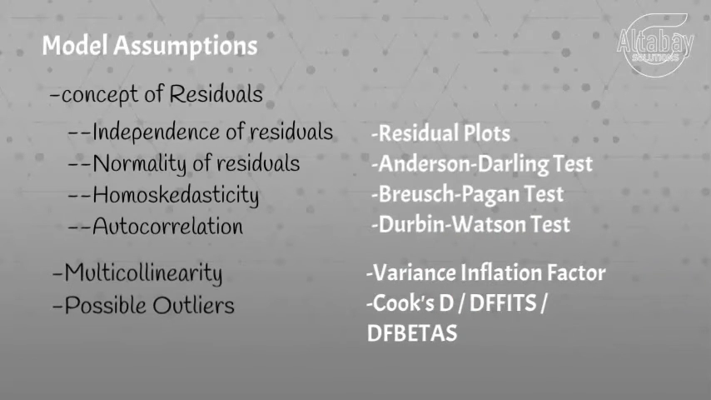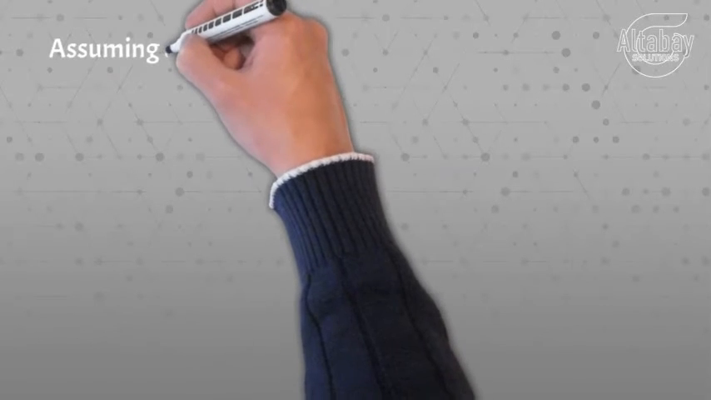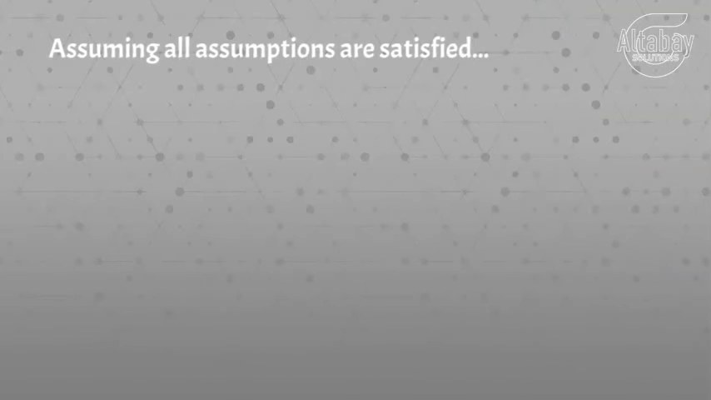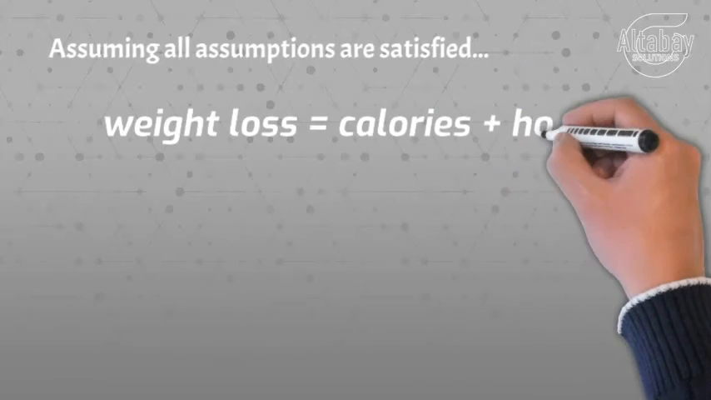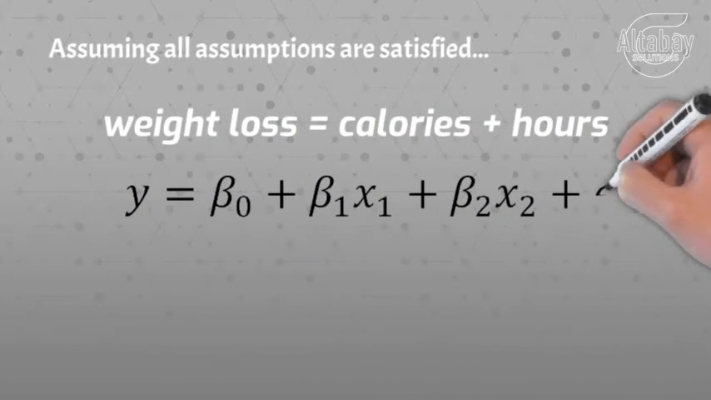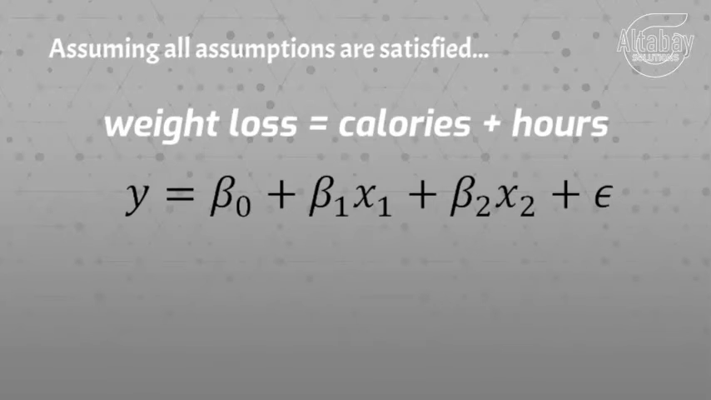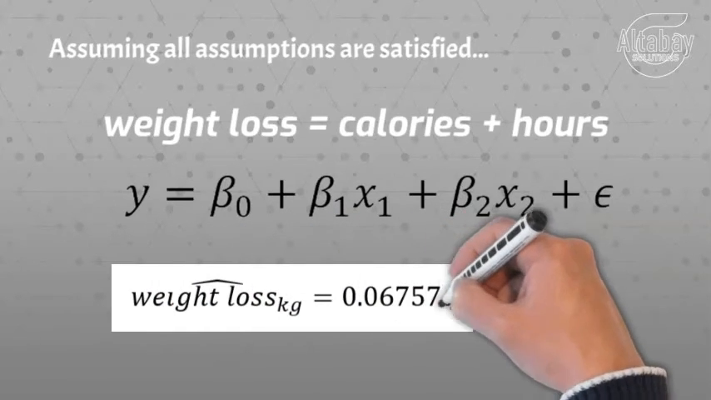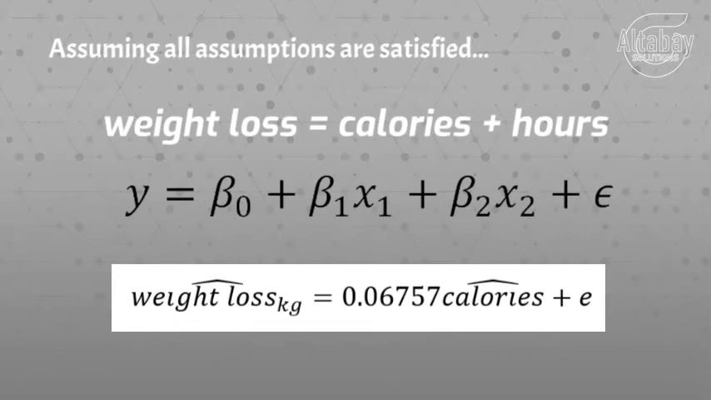All these seem very complicated, so if you don't have a background in statistics, it's best to consult a statistician to make sure you're doing the right thing and that your model is valid. Now, assuming all assumptions are satisfied, we can now have our final model to look something like this. Estimated average weight loss in kilograms is now expressed as a function of calorie intake.